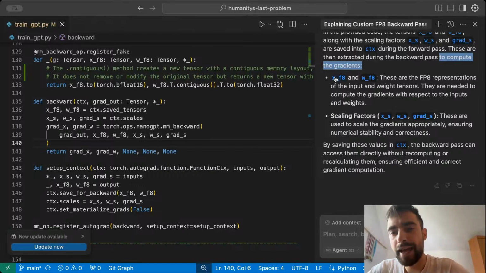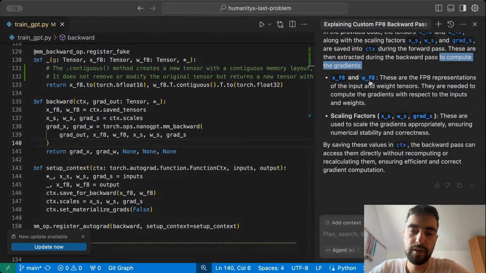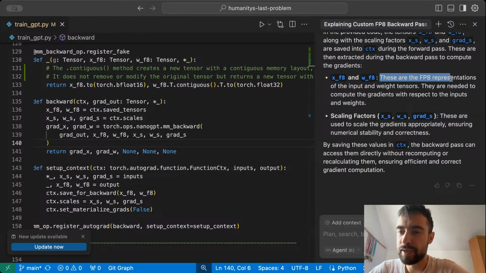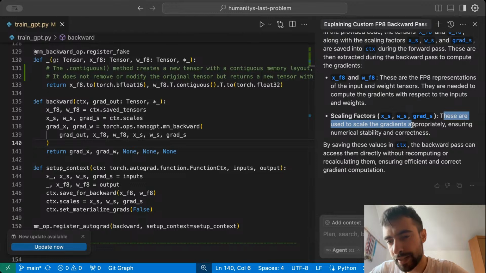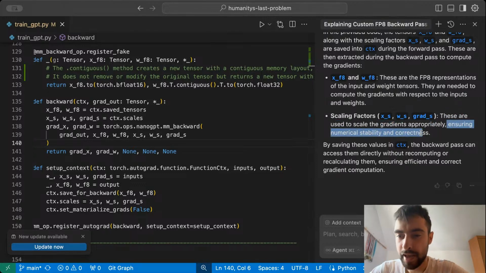Okay, so X and W FP8 matrices. These are the FP8 representations of the input and weights tensors. They are needed to compute the gradients with respect to the inputs and weights. Scaling factors. These are used to scale the gradients appropriately, ensuring numerical stability and correctness.